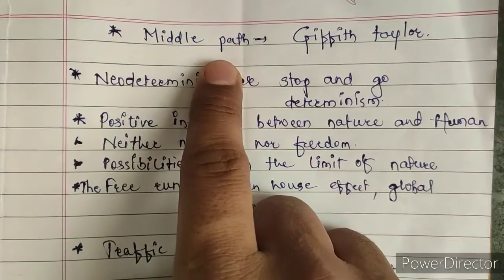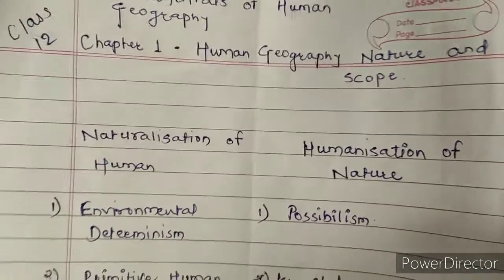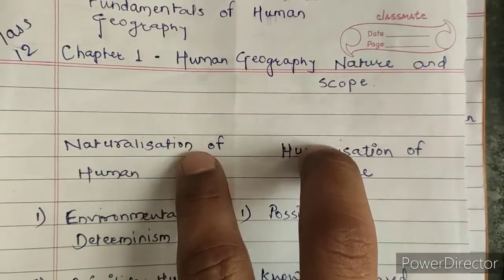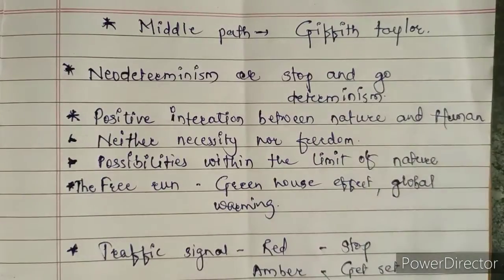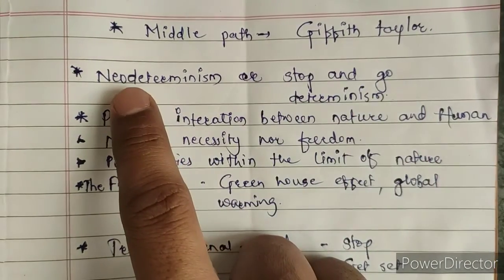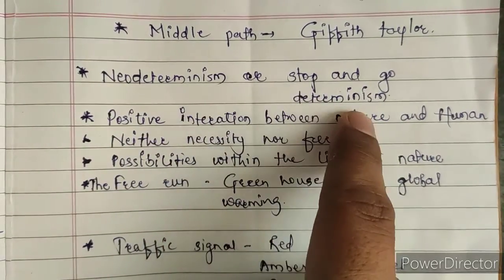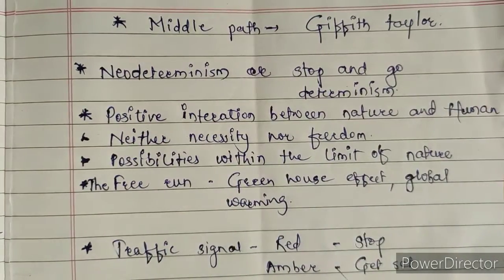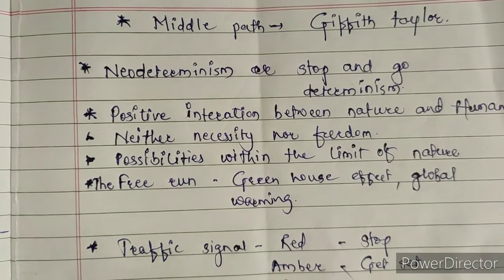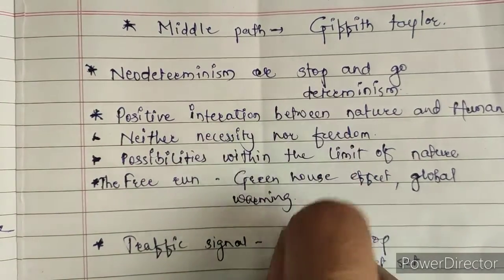So the middle path between these two situations. Which two situations? Naturalization of human and humanization of nature. So there should be one middle path. That middle path was introduced by Griffith Taylor, and he gave it a name, neo-determinism or stop and go determinism. He mentioned it as the middle path of environmental determinism and possibilism.